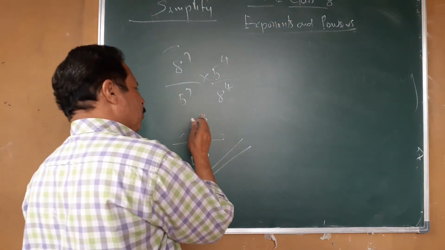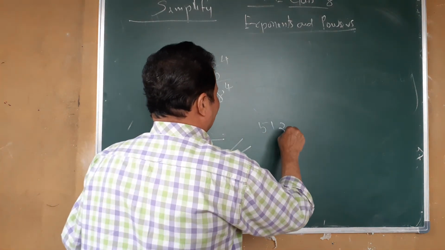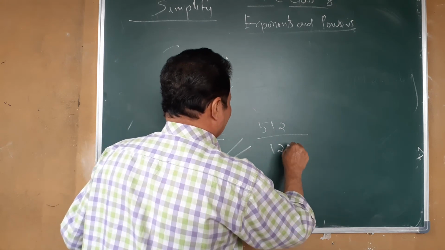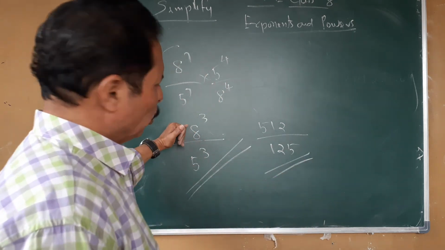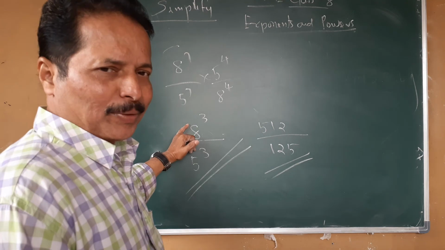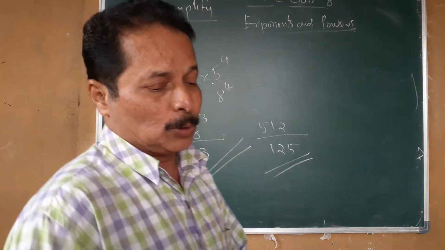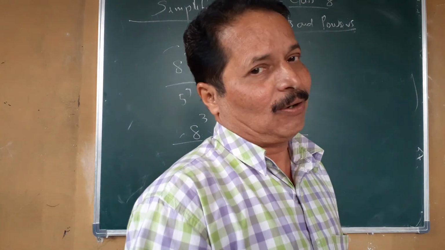If you complete it, you multiply 8 into 8 into 8, 512. 5 into 5 into 5, 125. Better you put the last answer here. Okay? You do problem number 6 and 8. Okay, all the best.